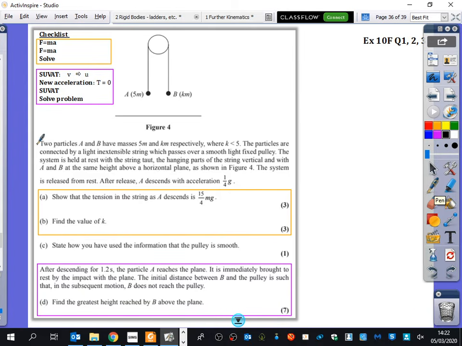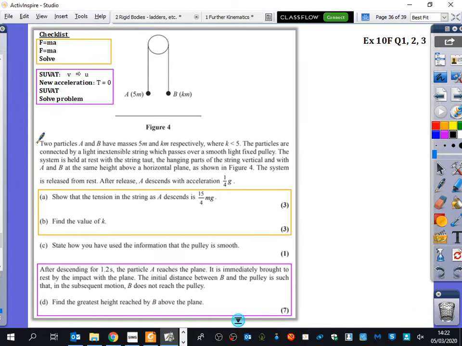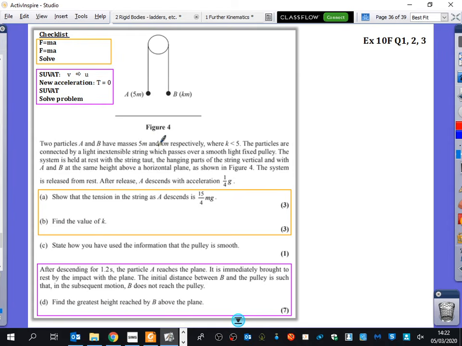So we've got something similar to the last one. We've got their masses, 5m and km, and it tells you that k is less than 5, which immediately makes me think that one's going to be going down and that one's going to be going up. They're connected by a light string, which passes over a small light fixed pulley. The system is held at rest, so it's starting at rest, and the hanging parts of the string are vertical with A and B at the same height above the horizontal plane. So these heights here are the same as each other.